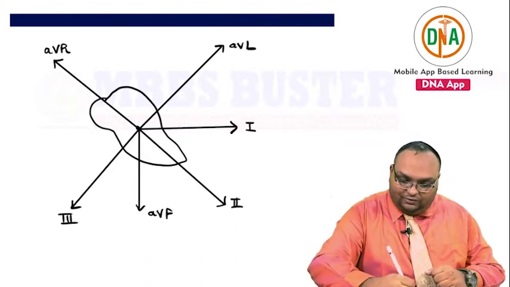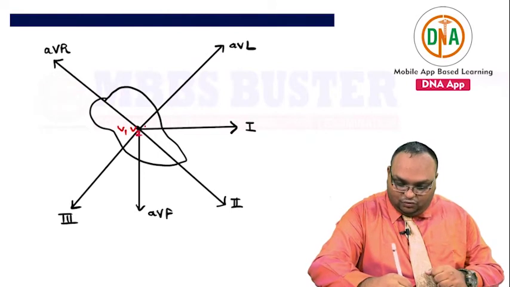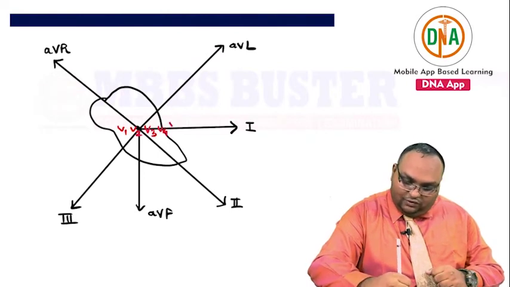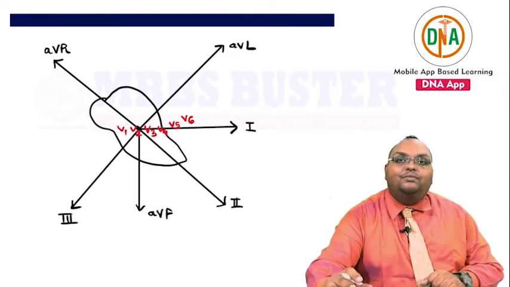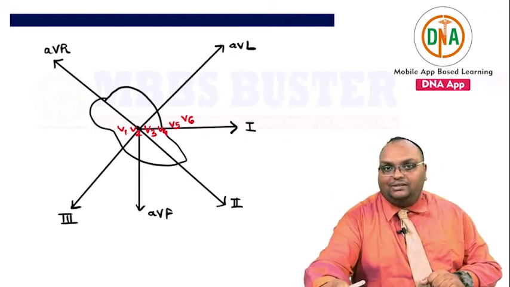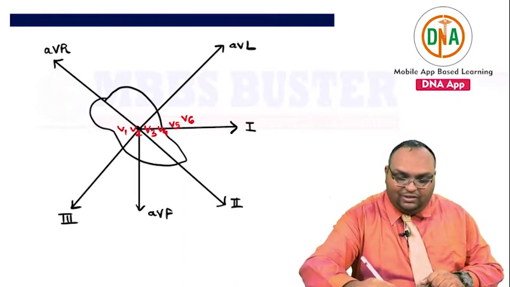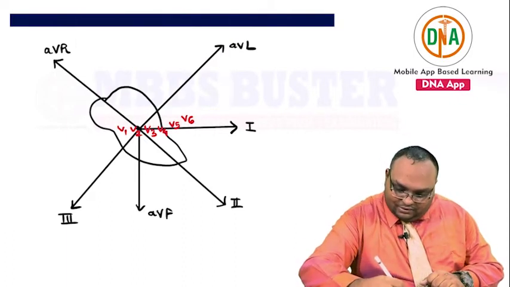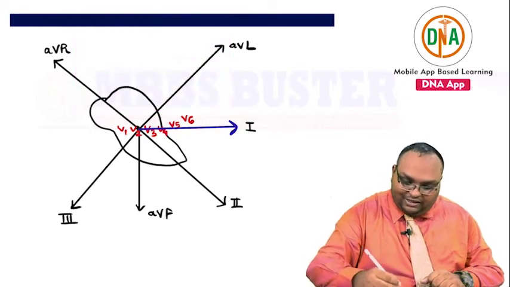And of course you have the chest leads in front over here, as you can make out: V1, V2, V3, V4, V5 and V6. If we are to calculate the axis, it is simple coordinate geometry. In coordinate geometry, we had an x-axis and a y-axis. Just looking at this diagram, can you understand which is the x-axis and which is the y-axis? Yes, it's pretty evident in front of you. Lead 1 looks pretty much like an x-axis, and lead AVF looks pretty much like a y-axis.